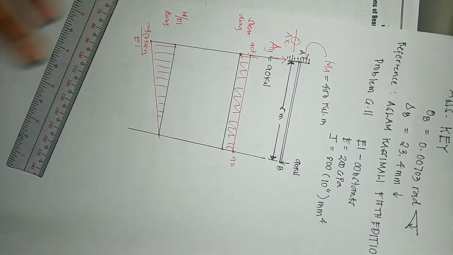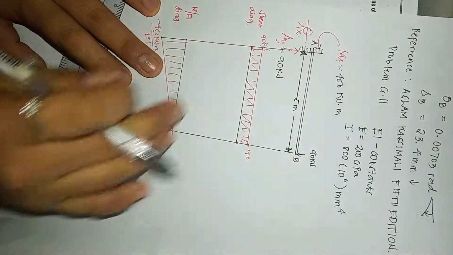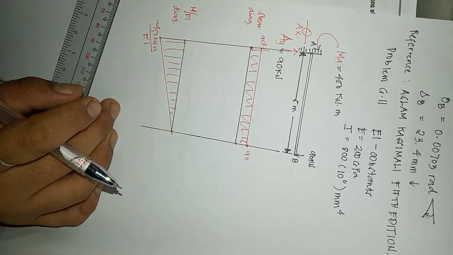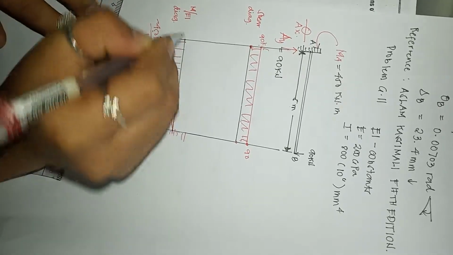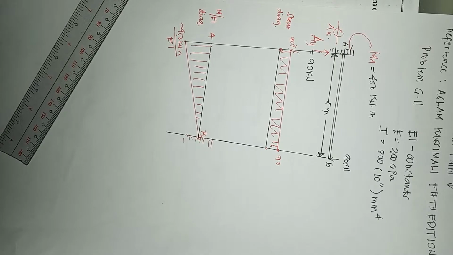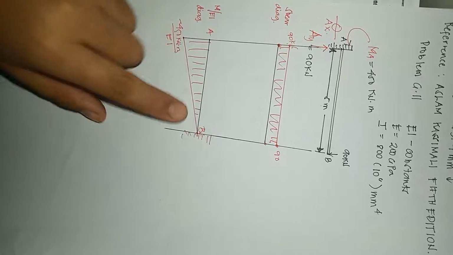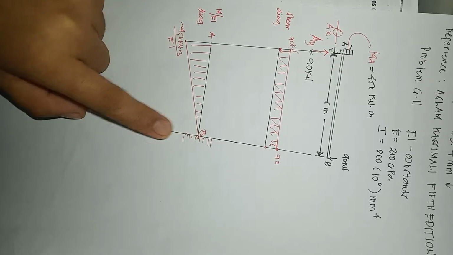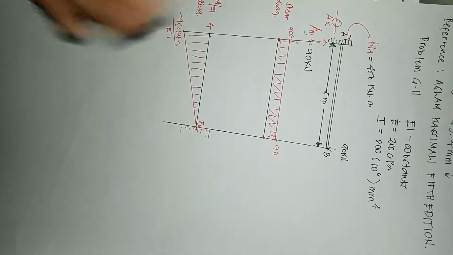So we are about to translate this real beam to the conjugate beam. So as a rule, if it is a fixed end, you change it to a free end. If it is a free end, you change it to fixed. Still the same points A and B. So we are about to determine the slope. The slope is equal to the area. The slope at B is the area along this, from here to here.